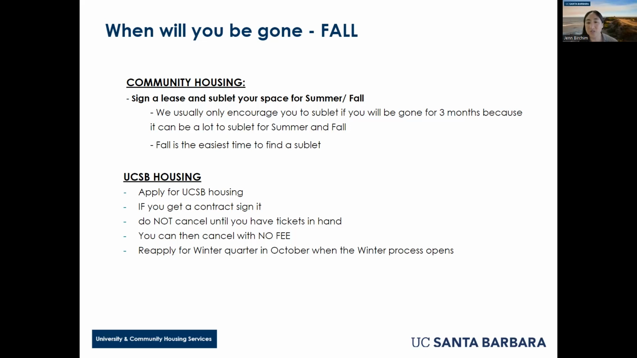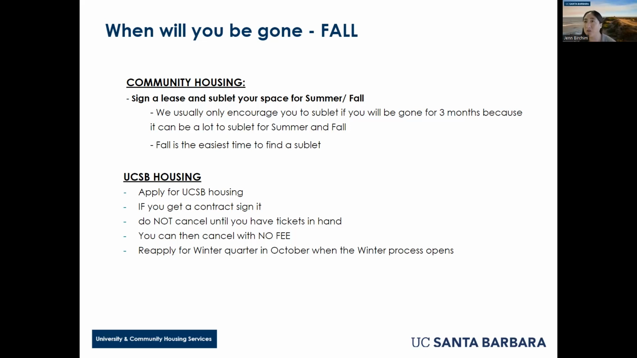For UCSB housing, our application process actually opens on Monday at 10 a.m. So if you're considering UCSB housing as a continuing student, you need to apply starting Monday, January 30th at 10 a.m. and then the process closes on February 16th. So in order to be considered for a contract offer, you have to apply in that time frame.